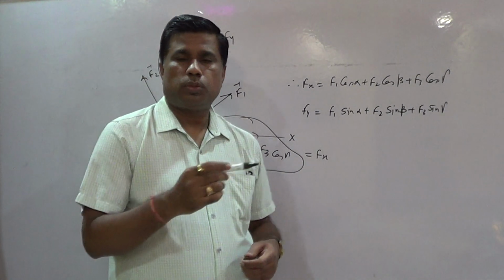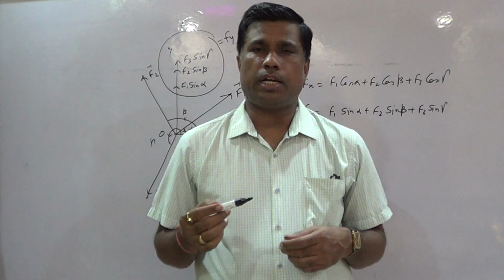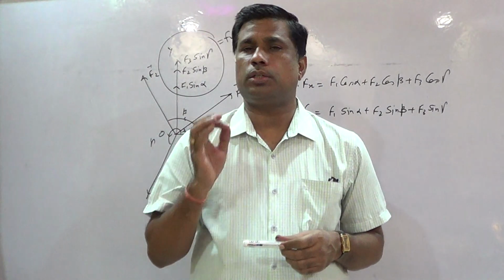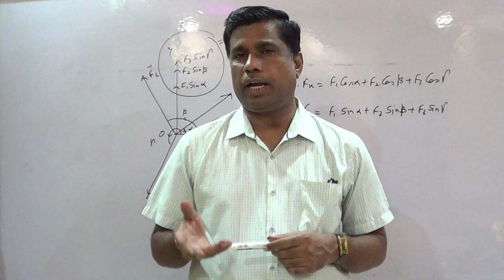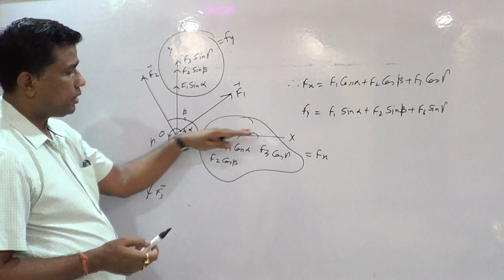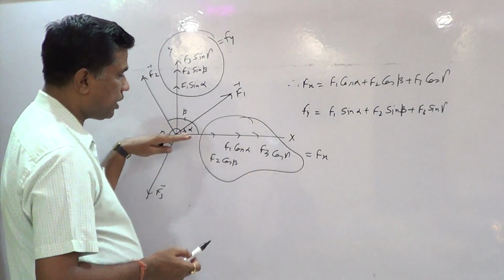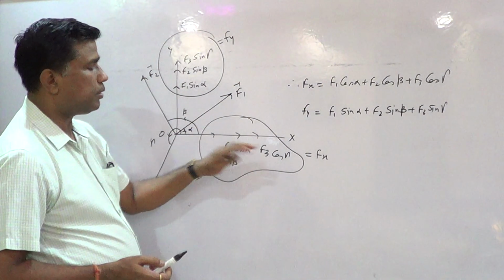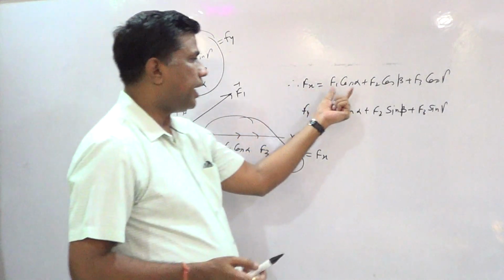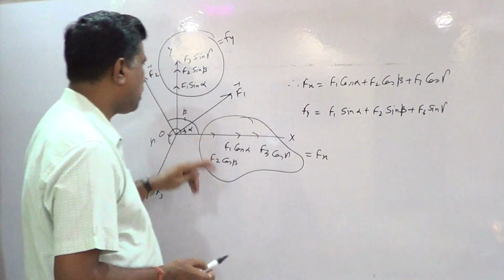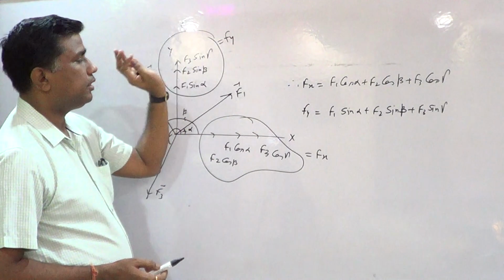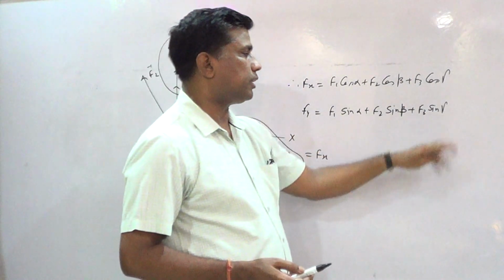Students, if more than two vectors are acting along the same direction, then to find their resultant, no need to apply a formula. You can add them directly. Very simple thing. As these forces are acting along the same direction, to find the resultant we can add them directly. In the same way, all these forces are acting along the same direction, so to find the resultant, which is Fy, we can add them directly.